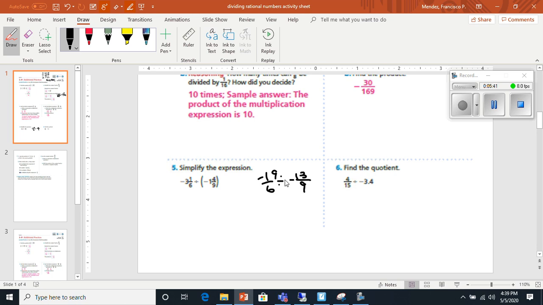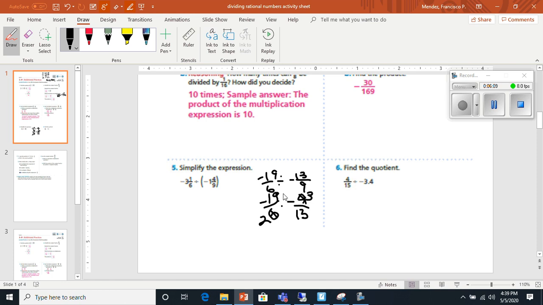And now we can go ahead and remember keep, change, flip. We'll keep the first one the same. And now, instead of divide, we're going to multiply by the inverse of negative 13 over 9, which is negative 9 over 13. I might have said 3, I meant to say 13. And now 6 and 9 we can see are both divisible by 3. So this would be a 2 and this would be a 3.